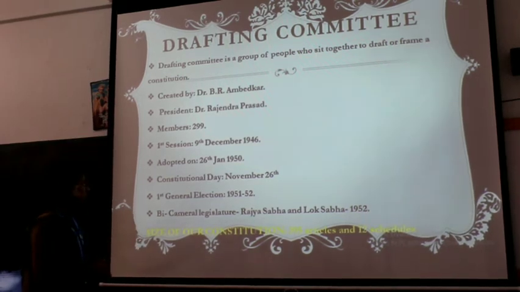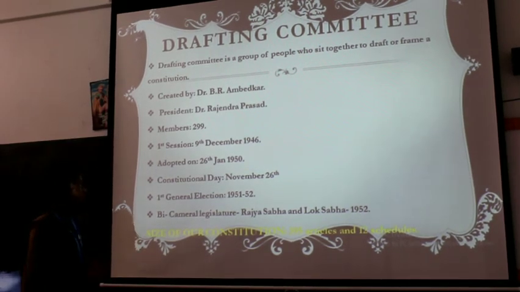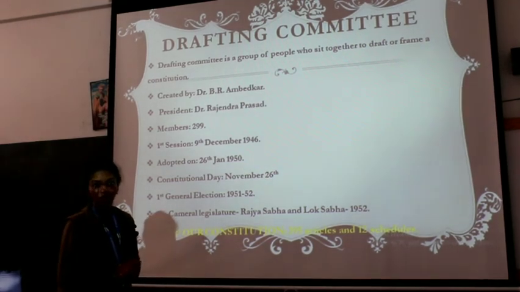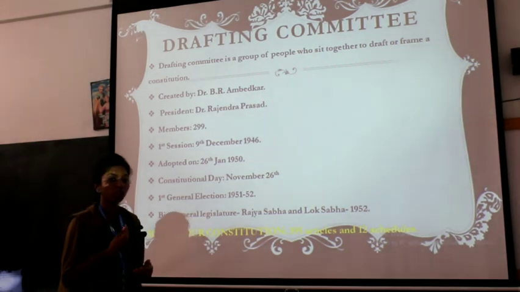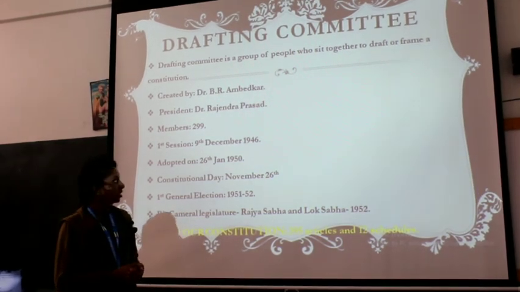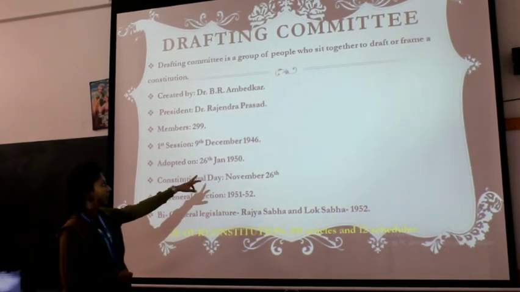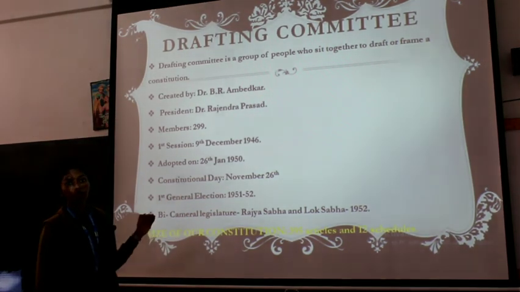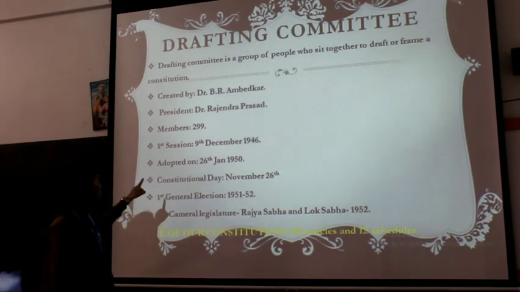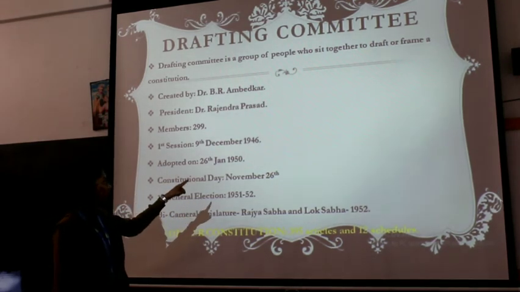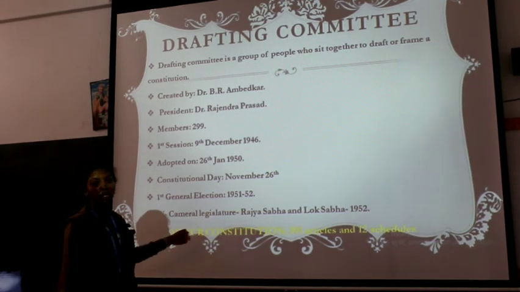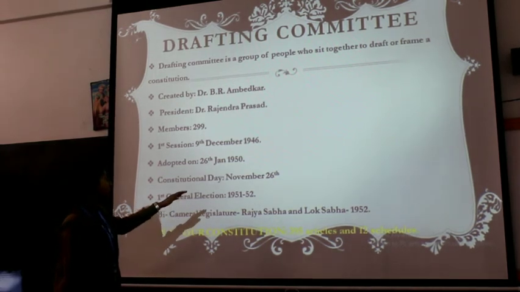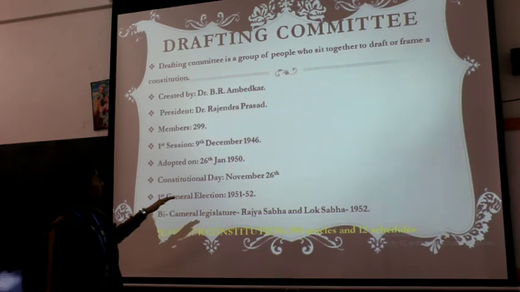And the next is when it was adopted. You all know that we celebrate Republic Day, correct? Republic Day is celebrated because our constitution was formed, right? So it was on 26 January 1950 that the drafting committee's work was approved and the constitution was framed. So it was adopted on 26 January 1950, the day we celebrate Republic Day. Next, November 26 is considered as Constitution Day.